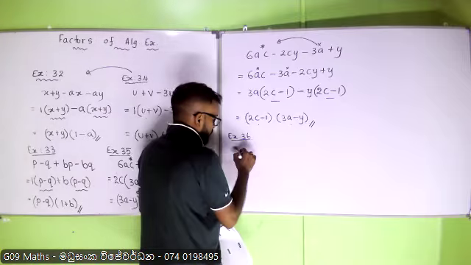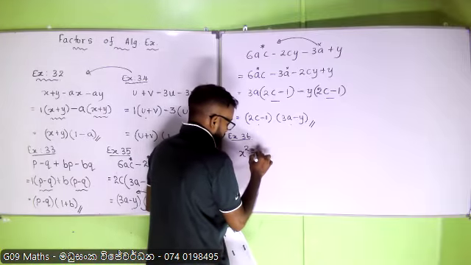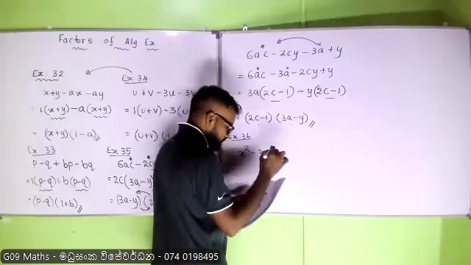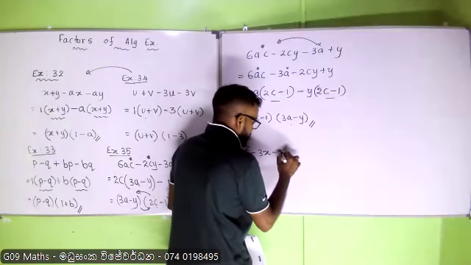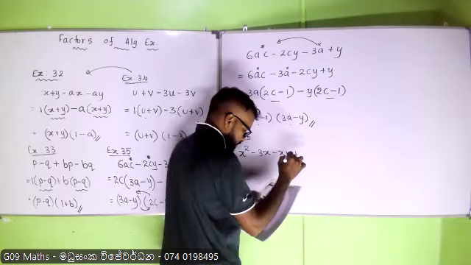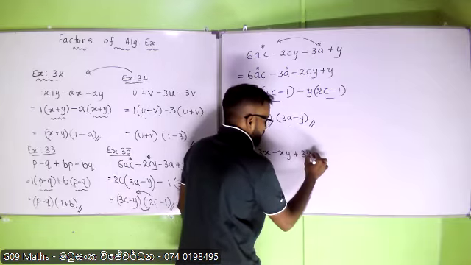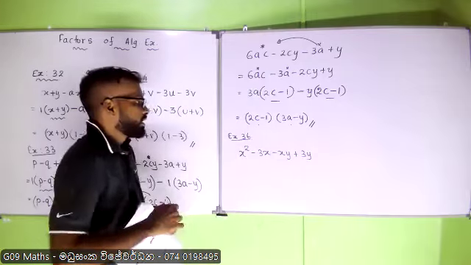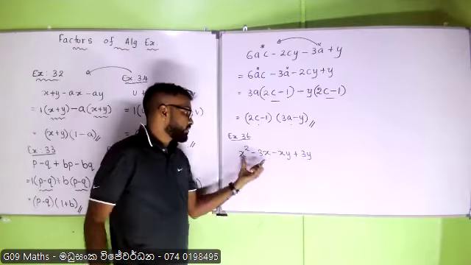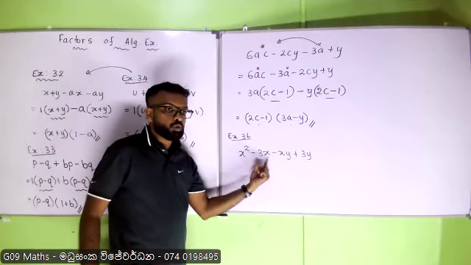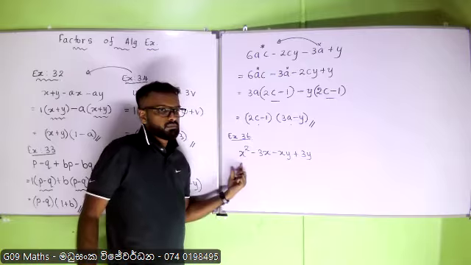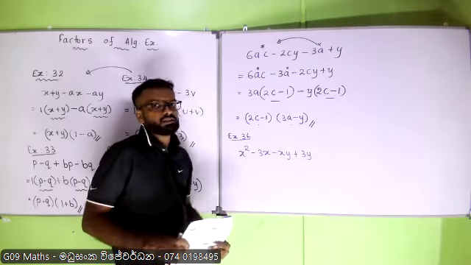Right. X squared minus 3x minus xy plus 3y. Right. So can anyone tell me what is the common term we are going to take out from the first two terms? X.